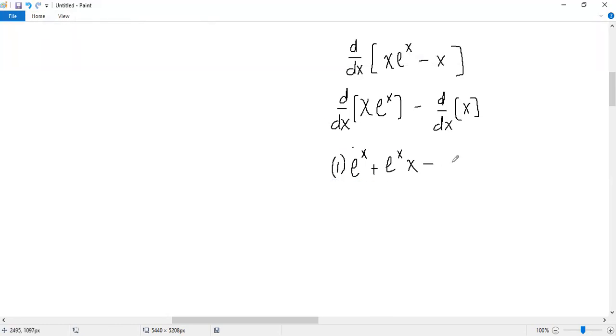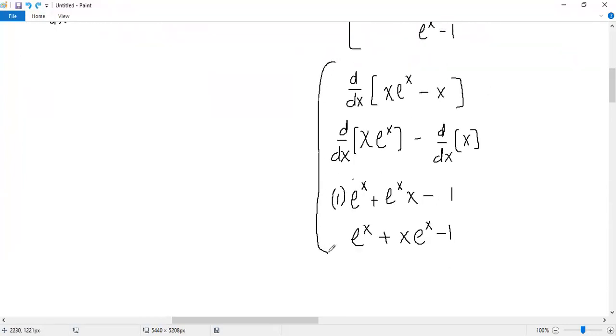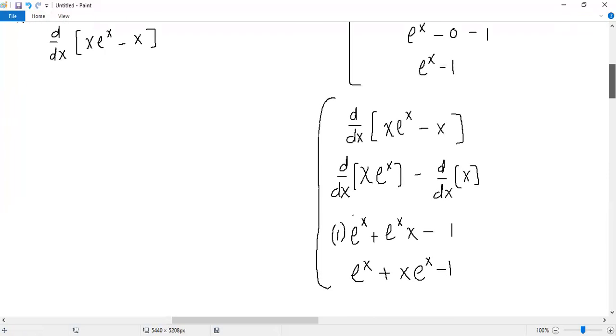And then the second half is -1, right? Because the derivative of x is 1, with the minus sign in front. So my answer here is e to the x plus x e to the x minus 1. I took the x and I put it in front of e to the x. So sort of long, but there's my derivative for the bottom nonetheless.